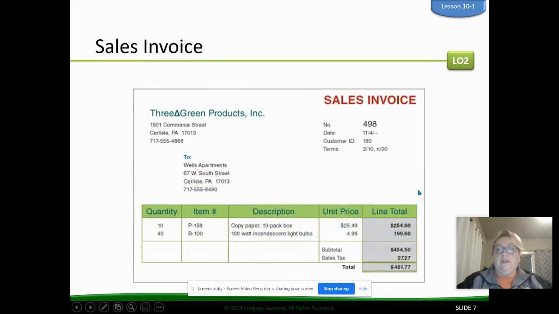So here's our first invoice. So it has a couple pieces of information. Here is us. We are Three Green Products as our address. Here's who we sold to, Wells Apartments. We have a sales invoice.